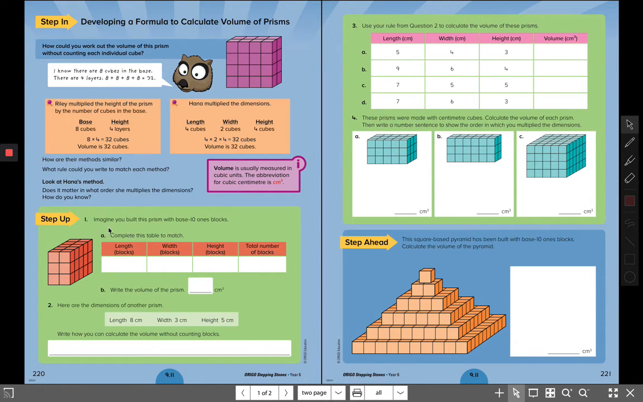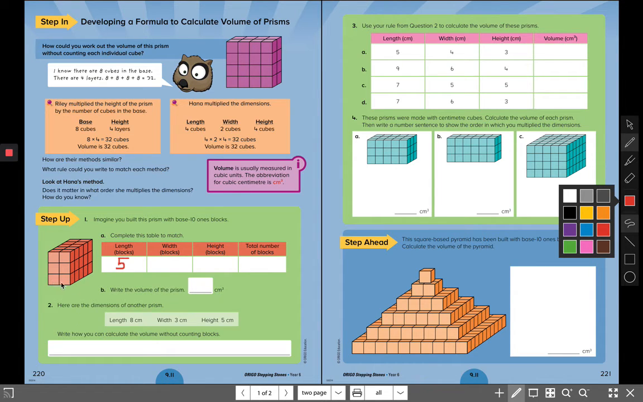Step up. Imagine you build this prism with base 10 blocks. Complete this table to match. So length, let's do this one again. The length is 1, 2, 3, 4, 5. So this is 5. Sorry, I don't have a pen. So our length is 5 blocks.